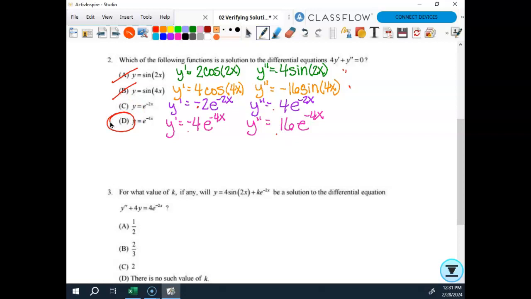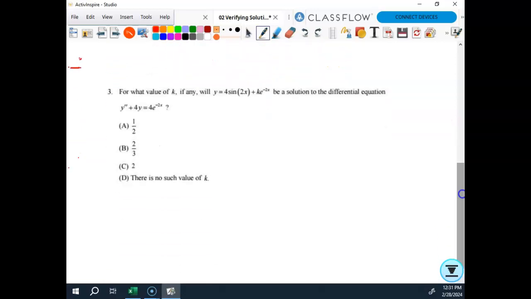Okay? We okay on that? Yeah, because the numbers work out on this one, on B, right? But the sine and cosine are different, so. All right, are we good? What questions you got? All right, do number 3.